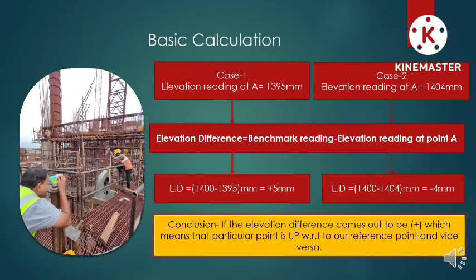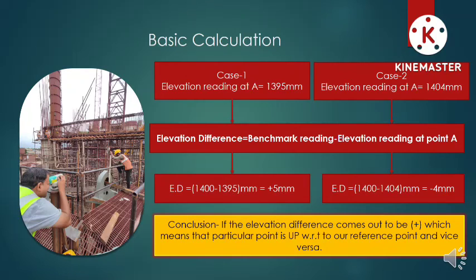So what conclusion can be drawn from plus 5 mm and minus 4 mm? Let's see. If the elevation difference comes out to be positive, that means that particular point is up with respect to our reference point, and vice versa. So this is the crux of the video, which means if it's coming out to be positive, that particular point will be up with respect to our reference point, and if it comes out to be negative, that particular point will be down with respect to our reference point. It is as simple as that.